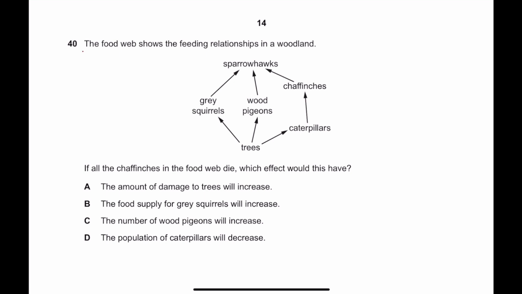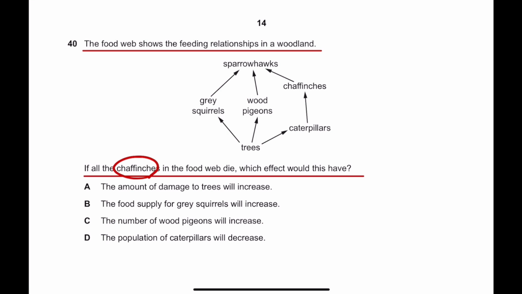Number 40. The food web shows the feeding relationships in a woodland. If all the chaffinches in the food web die, which effect would this have? Funny word there, chaffinches. It's a small, common European bird. So if chaffinches die, there's an increase in the number of caterpillars because fewer chaffinches eat caterpillars, so their numbers will increase. However, if there's an increase in caterpillars, then there's a decrease in trees. It's possible to see a decrease in the number of trees. So the right answer will be A.